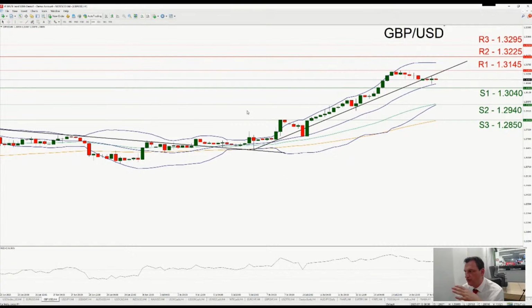Should the bulls take over, I would require the pair for a bullish outlook to break above the R1 1.3145 and start aiming for the R2 1.3225. On the flip side, should the bears take over, we may see the pair dropping, breaking the S1 1.3040. Next possible stop for the bears could be set at the S2 1.2940, 100 pips lower.